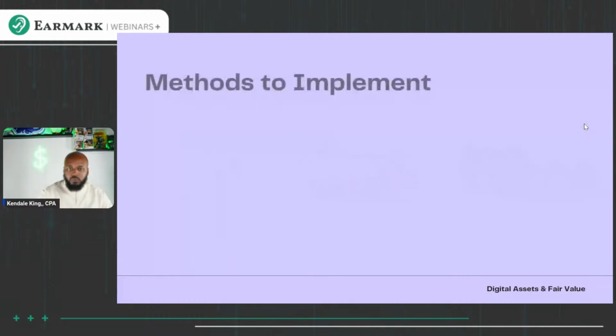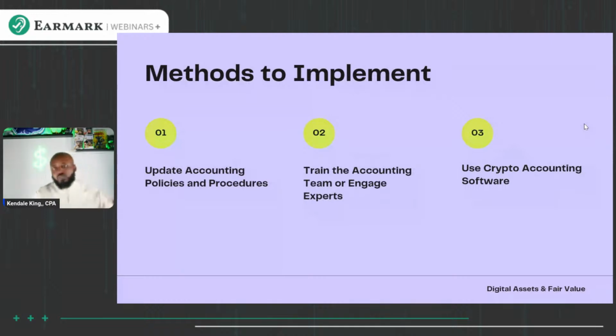All right, so I told you the pitfalls, but like I mentioned about the internal controls, I'm going to give you some ways that I think you can help minimize and implement these strategies. Number one, update accounting policies and procedures.